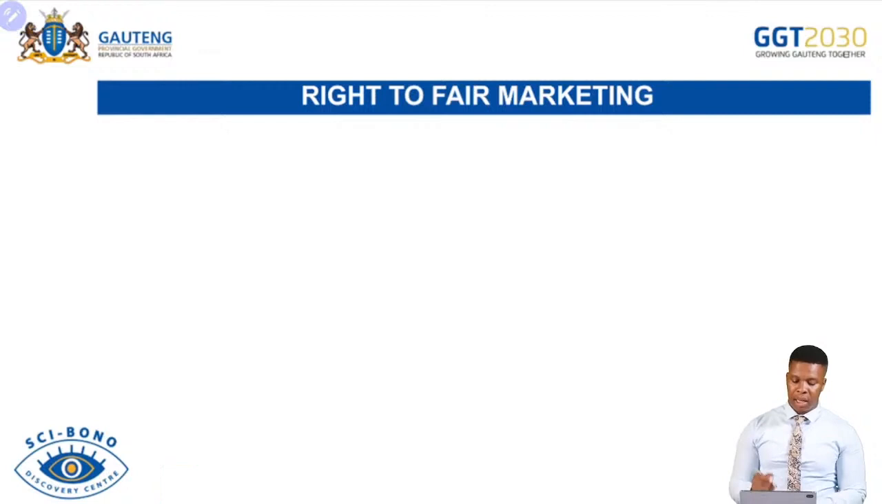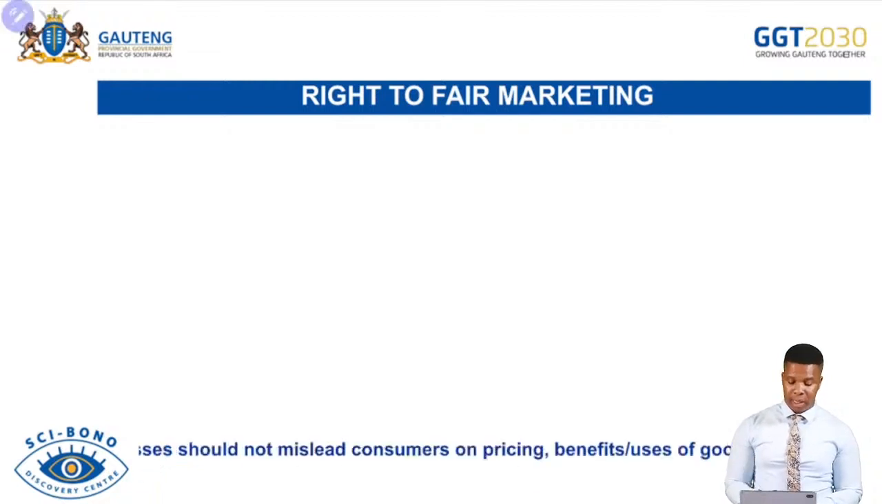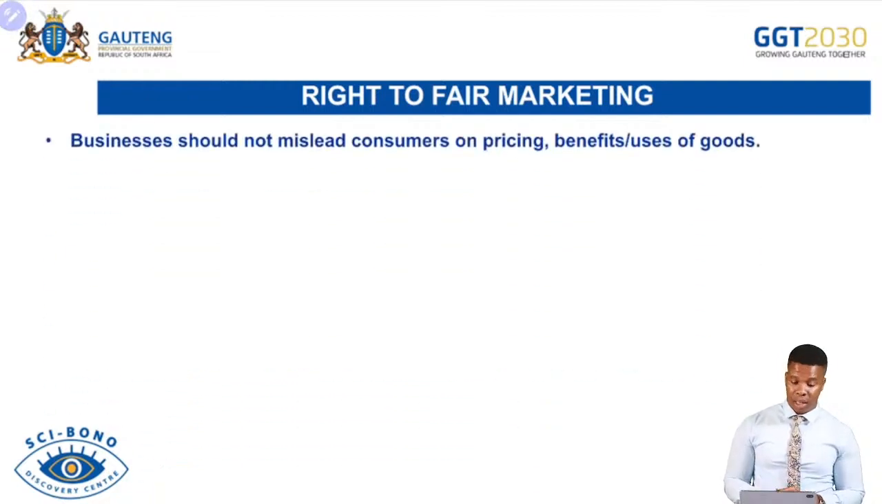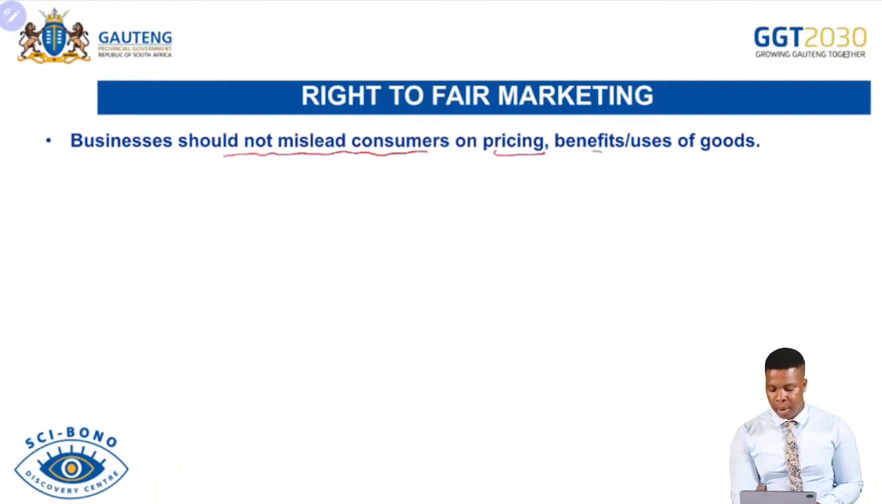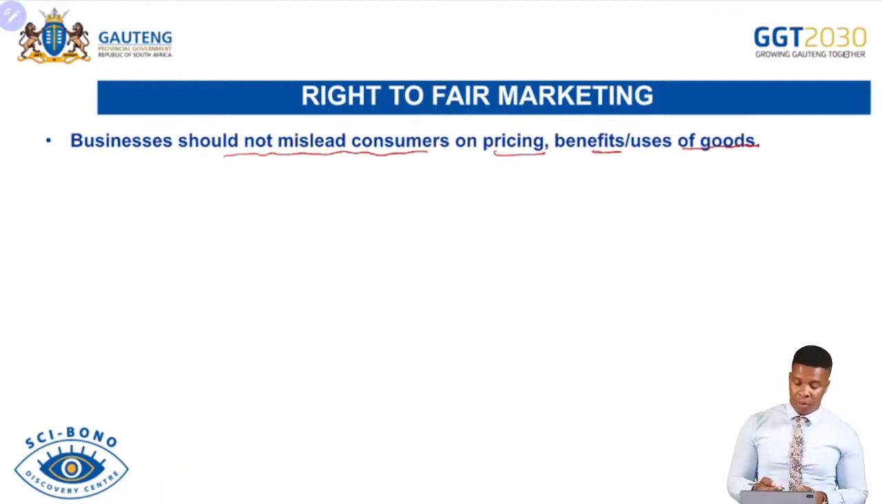And then as we proceed, the right to fair marketing. What is marketing? Marketing is a process of making a consumer aware of what the business is selling. So the business has to ensure that they do it in the right way, and the consumer has this right in terms of marketing. For instance, businesses should not mislead consumers on pricing, benefits, and uses of a product. So when they are advertising, when they are promoting their product, the uses of the product should not be false information, because it might lead to the consumer buying the goods or service because of false hope.